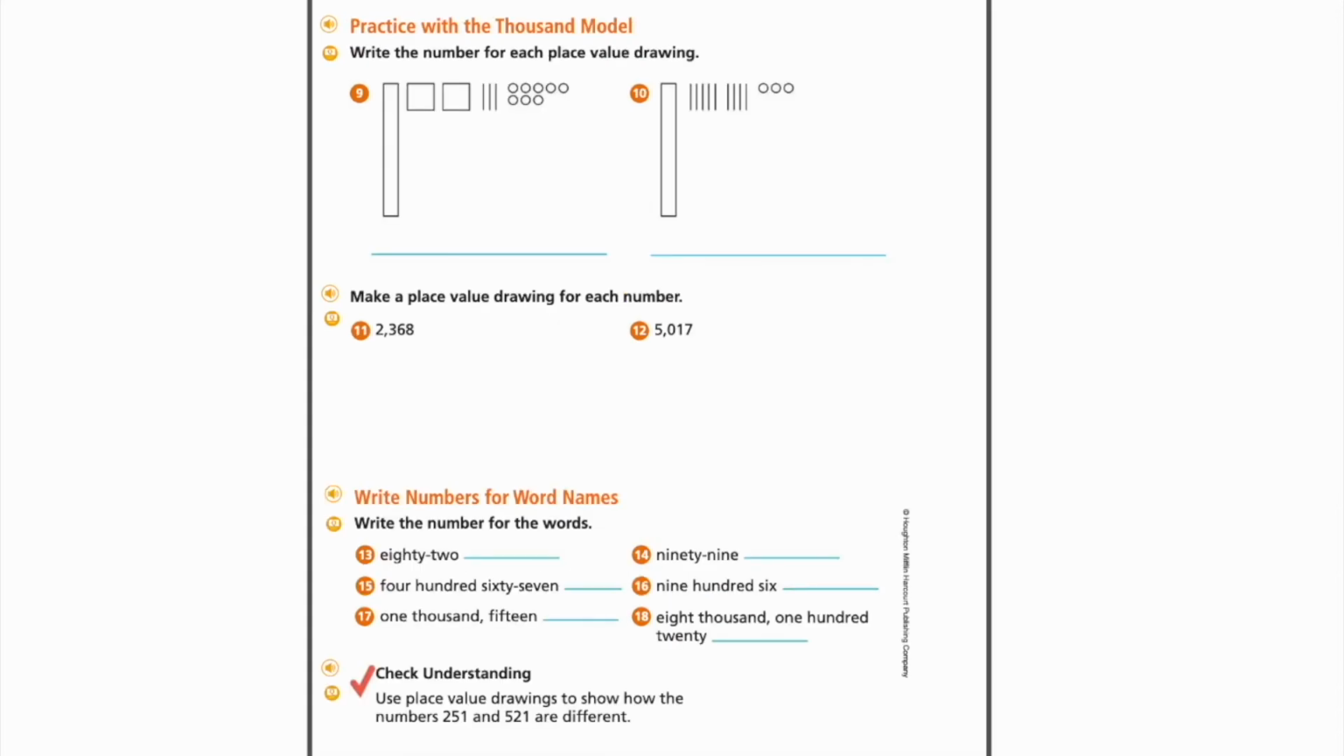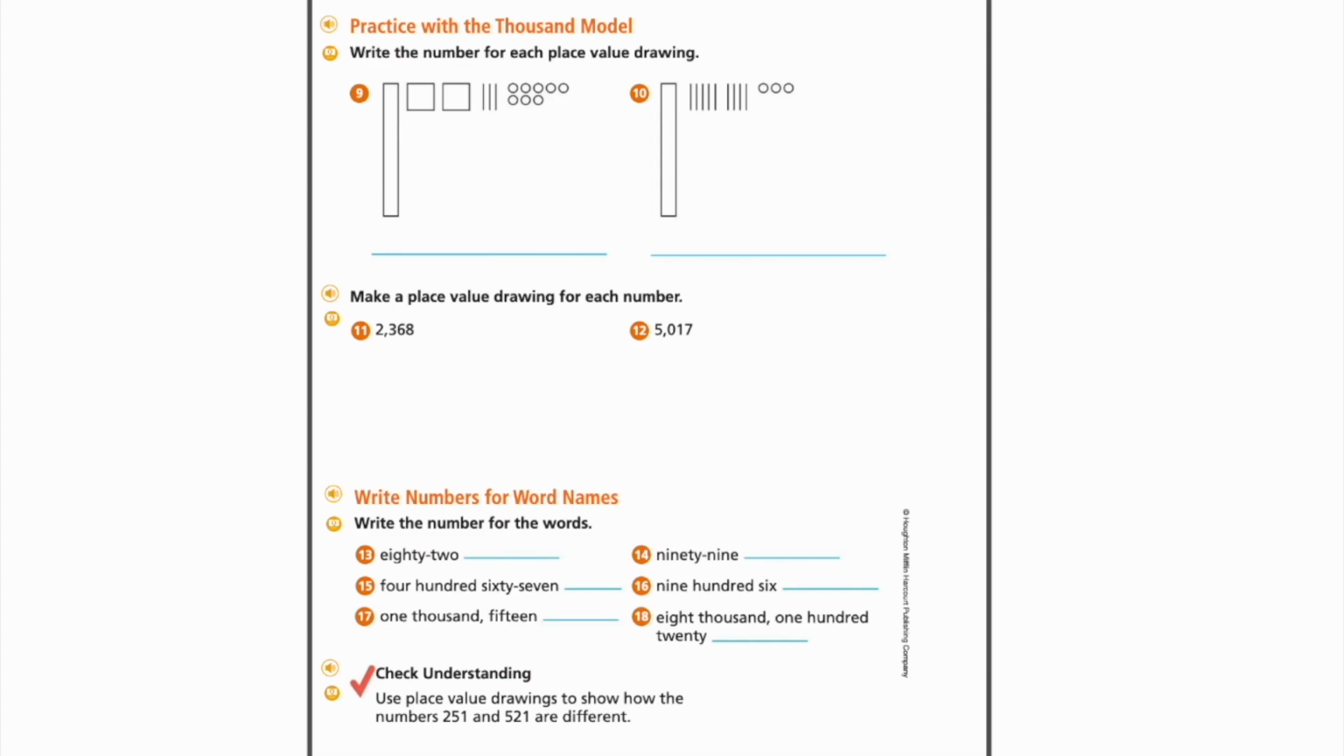On the flip side, you're going to continue, except now you'll notice it has one of those big bars. So that big bar represents 1,000. So it has thousands, hundreds, tens, and ones. Then you're going to do the same thing for number 11 and 12. You're going to draw the place value drawing for number 11 and number 12. And then for 13 through 18, you have to read those words and write the number on the line.